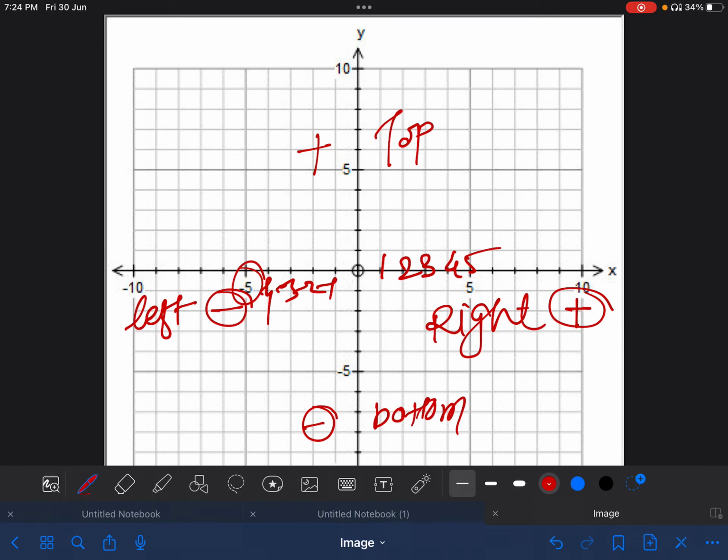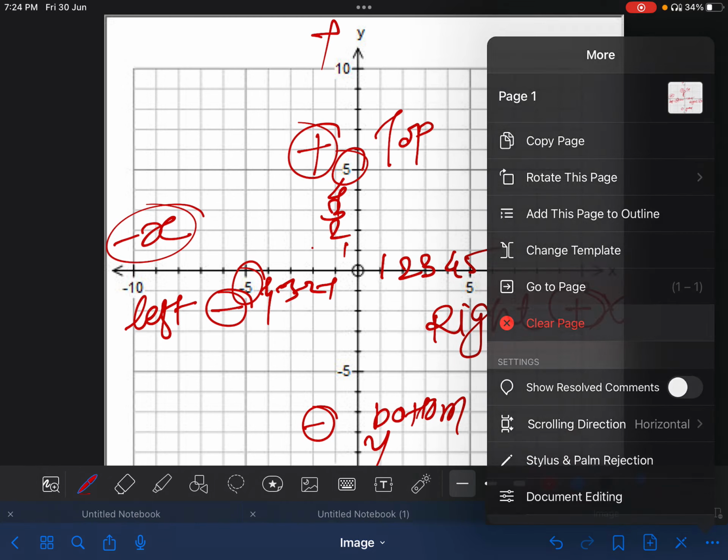Similarly, take the example over here: 1, 2, 3, 4 and 5. Whatever the values on the top of the y-axis, those are positive. That's why we call this the plus y-axis. This is the plus x-axis, this is the minus y-axis, and this is the minus x-axis. Clear? Likewise, we have to identify the points.